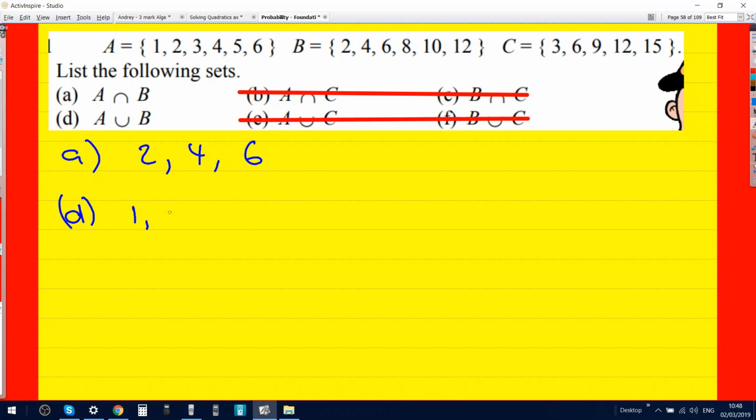A or B. So what's in B but not in A? That's not what I asked. What numbers are in either A or B? Oh, I'm lost. What numbers are in A? 1, 2, 3, 4, 5, 6. What numbers are in B? 2, 4, 6, 8, 10, 12. What numbers are in either A or B?